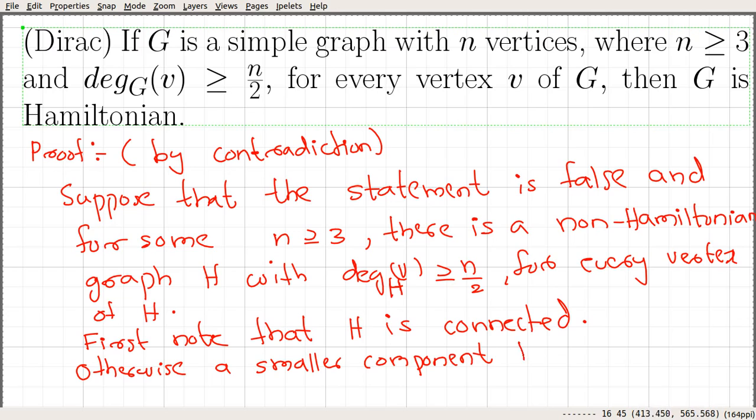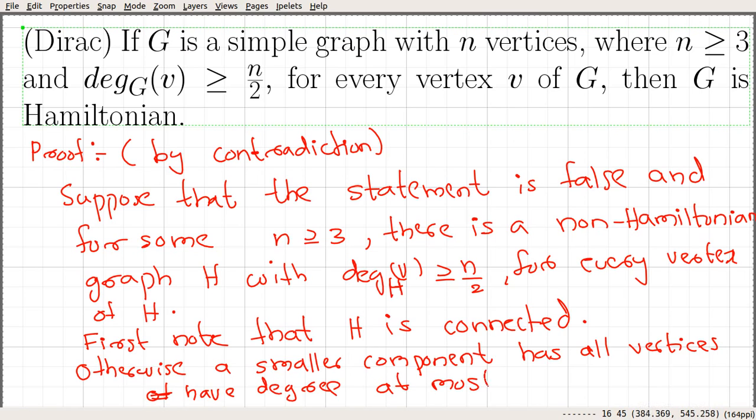A smaller component has all vertices of degree at most n/2 minus 1. So if it is not connected, then that is going to happen, and that violates the hypothesis. So we can assume that H is connected.